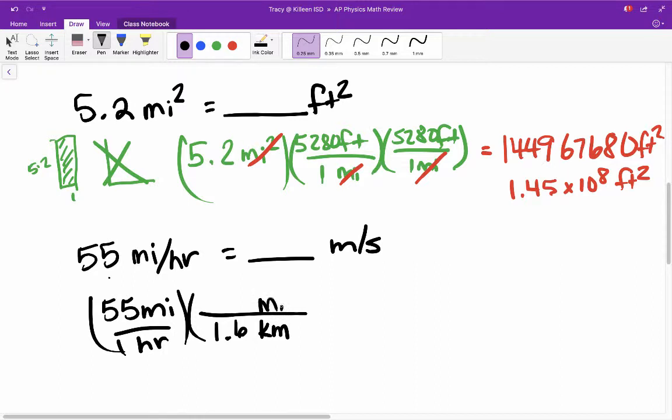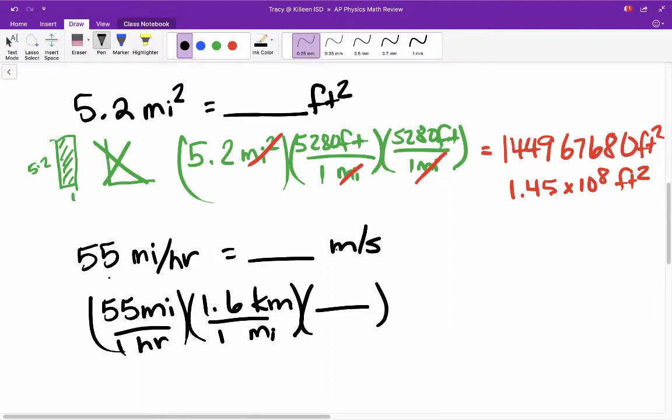1.6 kilometers in 1 mile. Oh no, I flipped it, because if I do this, I'm going to get square miles, and my miles aren't going to cancel out. You have to be careful. I flipped it on purpose, well, maybe not totally on purpose, but miles go to the bottom so that it'll cancel out. 1 mile is 1.6 kilometers, because I do know that. And then I'm still trying to get to meters. So kilometers to meters: kilometers go on the bottom, so it'll cancel out, meters on the top. And I know that there are 1,000 meters in 1 kilometer.